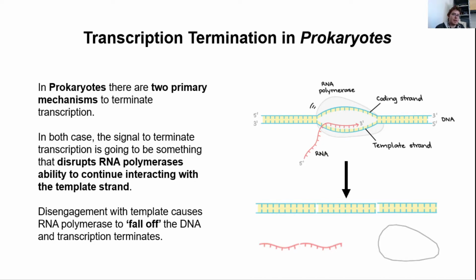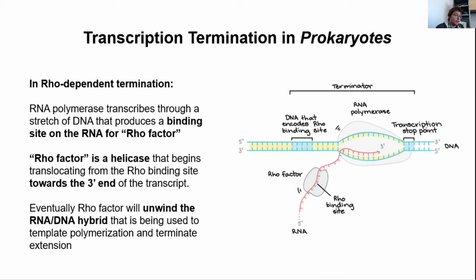So what are some mechanisms that can be used to do this? So one of them is a process called Rho-dependent termination. And the idea here is that your RNA polymerase is going through, it's transcribing, and eventually it goes through a stretch of DNA that encodes what is called a Rho binding site. And that is a stretch of DNA that, when transcribed into RNA, is going to provide a binding site for a protein called Rho to assemble onto that RNA.